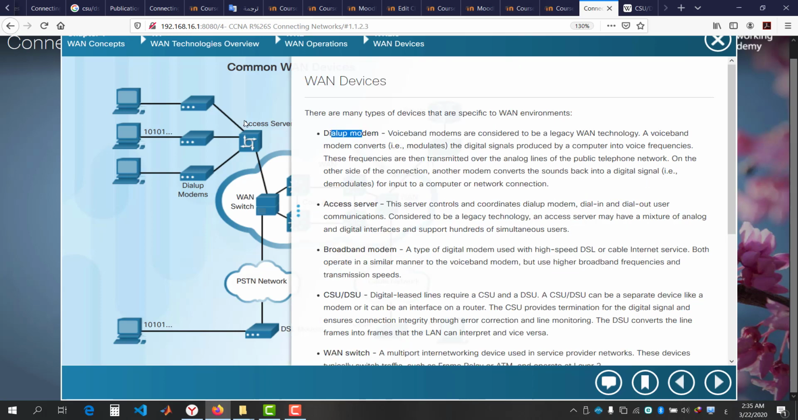First one, the dial-up modem. As you can see from this figure, dial-up modems, which are voice band modems, are considered to be a legacy WAN technology. A voice band modem converts, in other words modulates, the digital signal produced by the computer into voice frequency. These frequencies are then transmitted over the analog lines of the public telephone network. On the other side of the connection, another modem converts the sound back into a digital signal, in other words demodulates it, for input to the computer network connection.